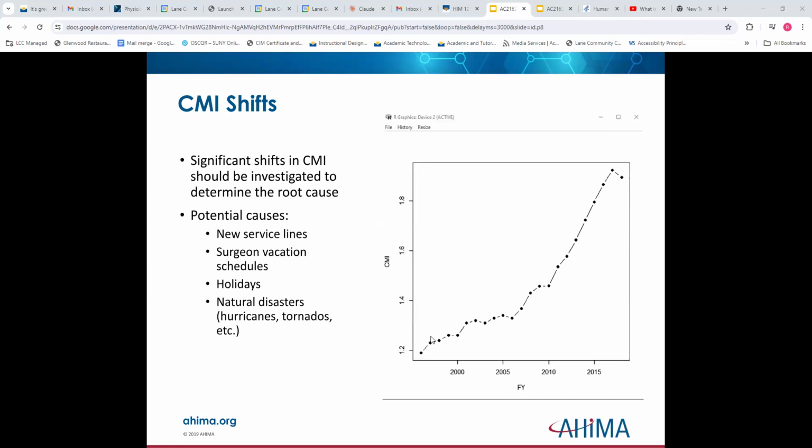Whenever we have a shift in the case mix index, we have something going on. These don't just happen. And these could be a lot of different things. This could be losing a surgeon. This could be a surgeon on vacation. This could be a natural disaster that brings in different things. This could be a new service line. All these things will affect the case mix index.